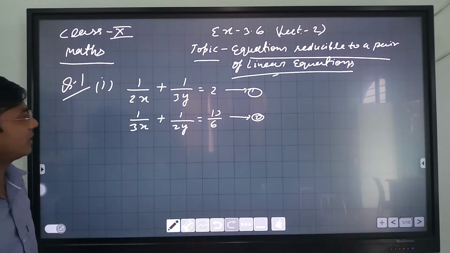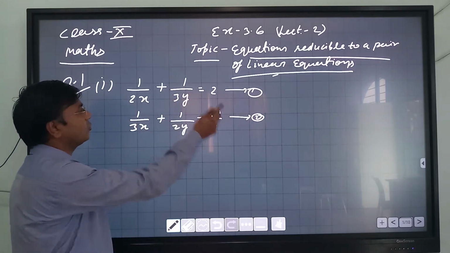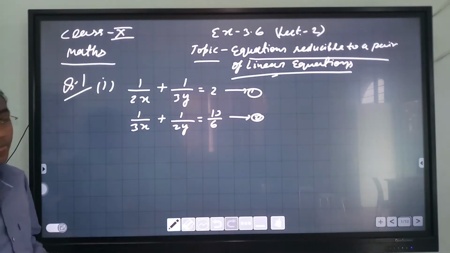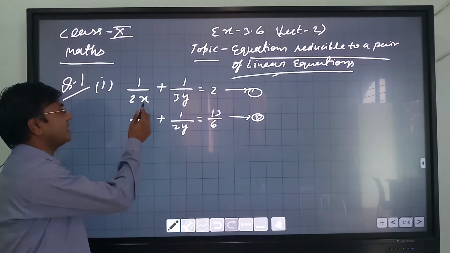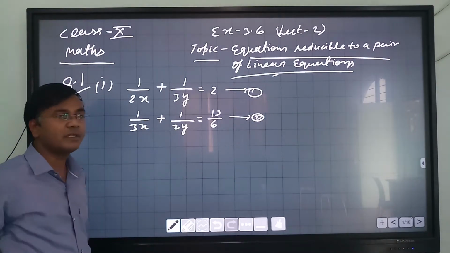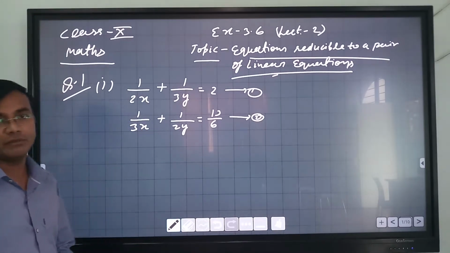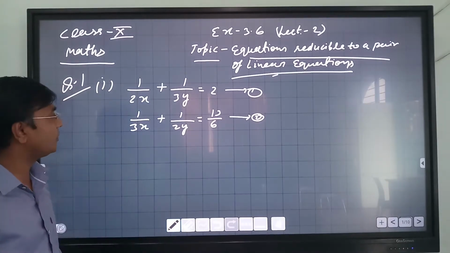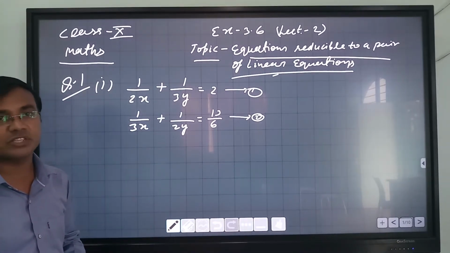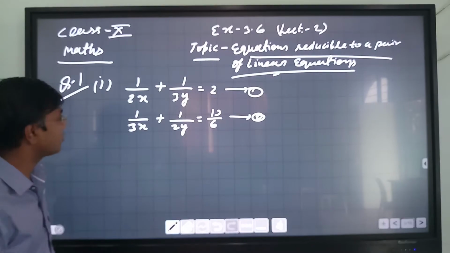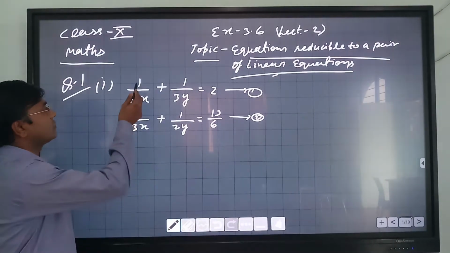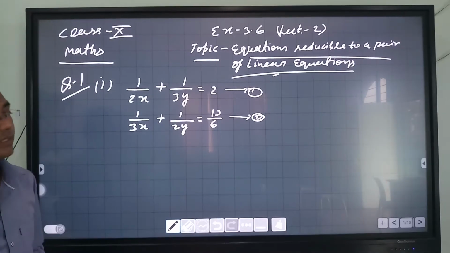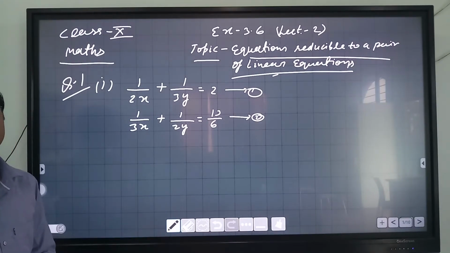The equations given are 1 by 2x plus 1 by 3y equals 2, and similarly another equation is given. What we see here is that x and y in both equations are coming in the denominator, right? But what does the standard form of a pair of linear equations say? It should be ax plus by plus c equals 0. Here a is a constant, so the constant is 1 by 2, but x is coming in the denominator. It means the equation is not a pair of linear equations.